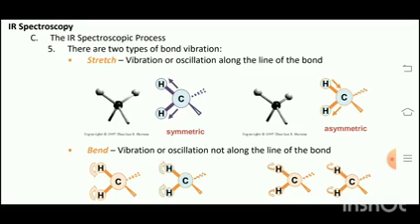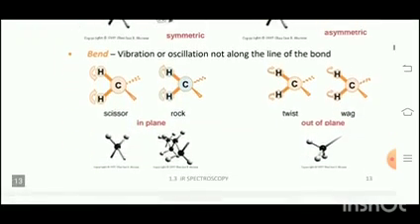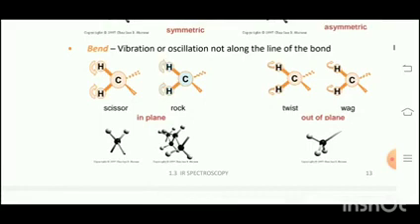The other type of vibration is bending vibration. In bending vibration, there are again two types: in-plane bending and out-of-plane bending. The in-plane bending is further classified into two types, scissoring and rocking, and the out-of-plane bending is classified into two types, twisting and wagging. So in-plane bending is split into scissoring and rocking, and out-of-plane bending is classified into twisting and wagging.